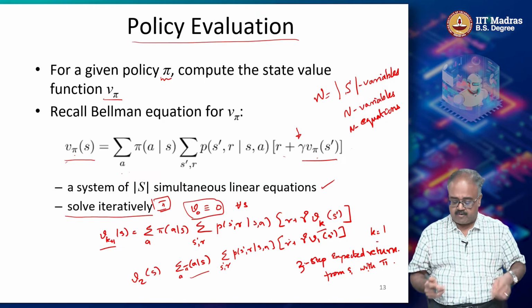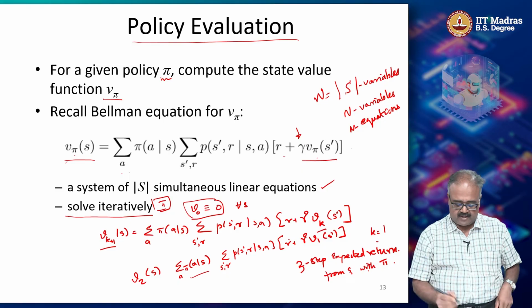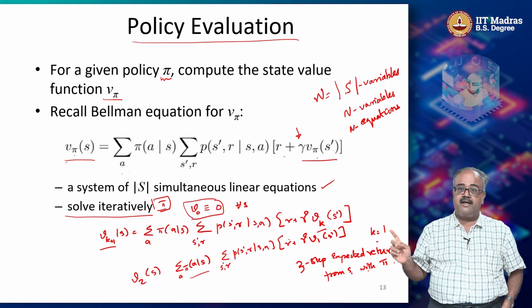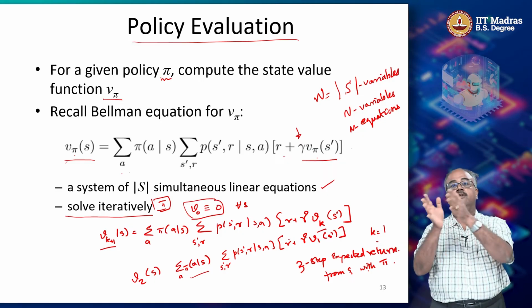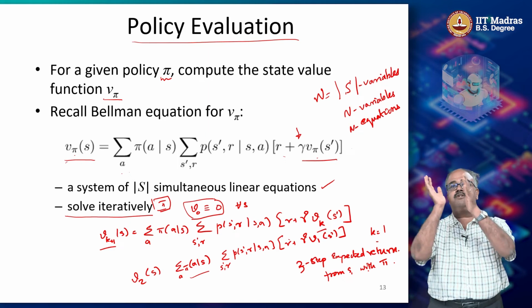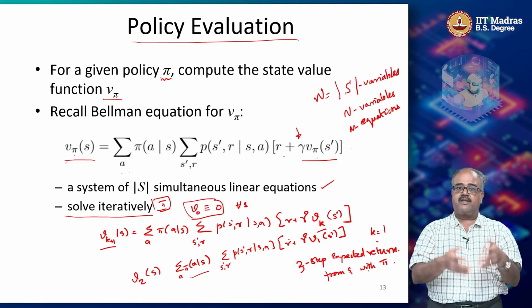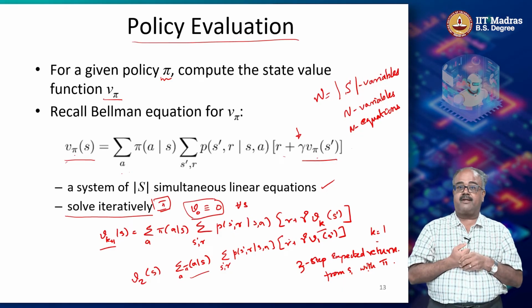That's why it's called dynamic programming, because I first solve the 0-step problem, which is by assumption making it all 0. And then I solve the 1-step problem. And then I use the solution I got for the 1-step problem and solve the 2-step problem. Then I use the solution for the 2-step problem and solve the 3-step problem, and keep going. So this is essentially why it's called dynamic programming.